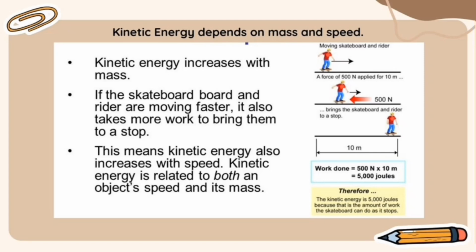From this picture, we know that kinetic energy increases with mass. For example, if the skateboard and the rider are moving faster, it also takes more work to bring them to a stop. This means kinetic energy also increases with speed. Kinetic energy is related to both the object's speed and its mass. To go into more detail, let us look at some example problems regarding kinetic energy.